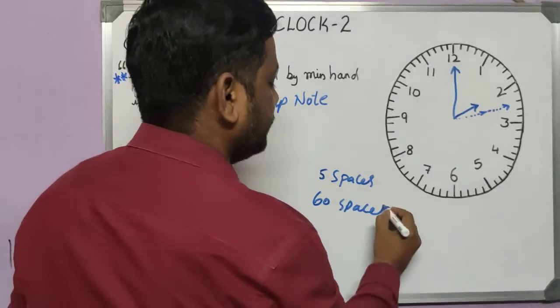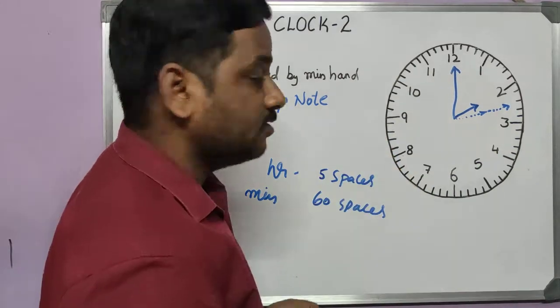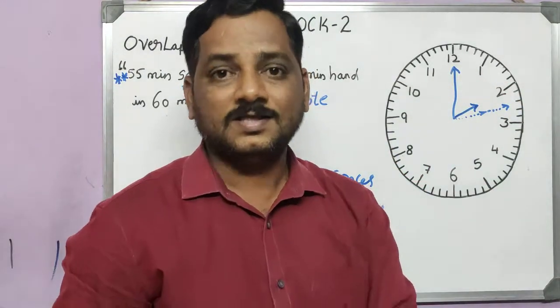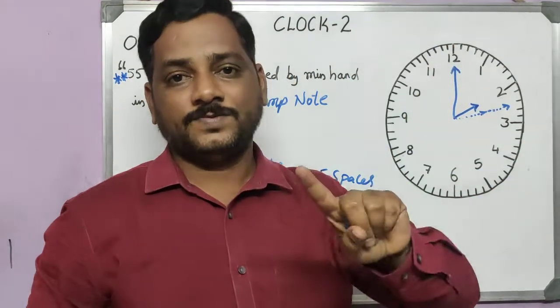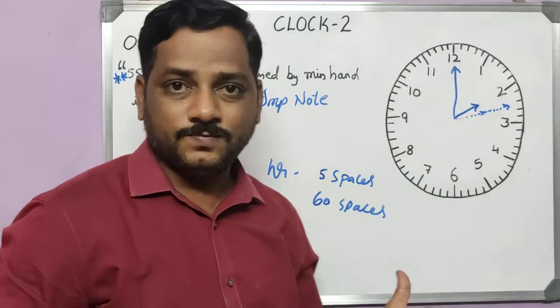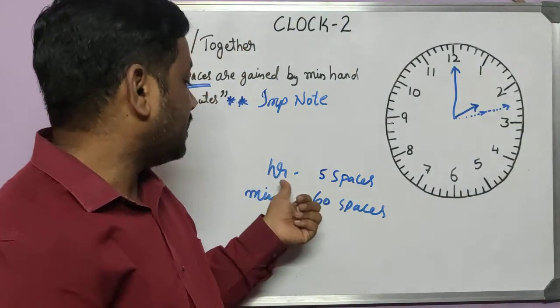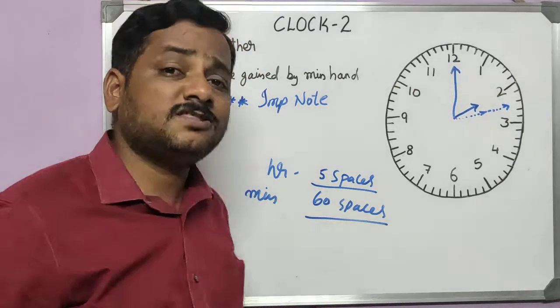Okay. So at the same time it is moving for 60 spaces. What is this? Minute hand. So this is the minute hand and this is the hour hand. The hour hand will move only 5 spaces in 1 hour. Same way, the minute hand will move 60 spaces in 1 hour. Now when I compare these two, the minute hand has gained 55 spaces, because the hour hand has only 5 spaces, whereas the minute hand has 60 spaces.